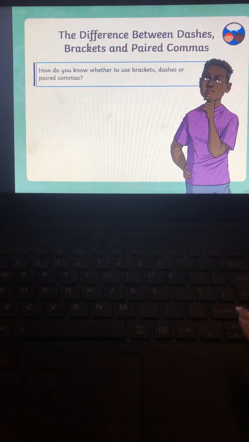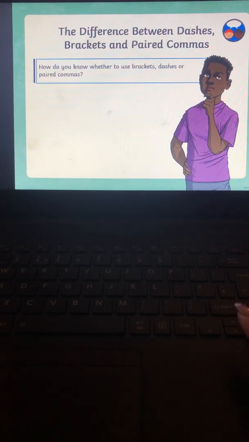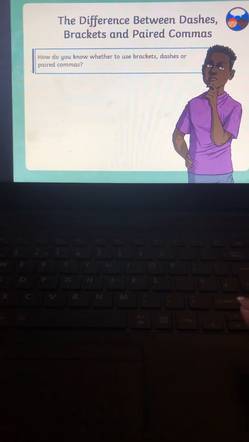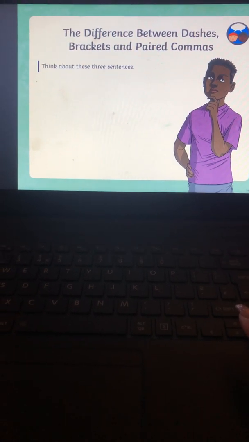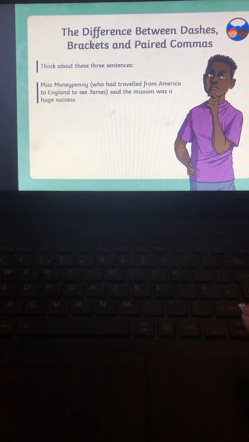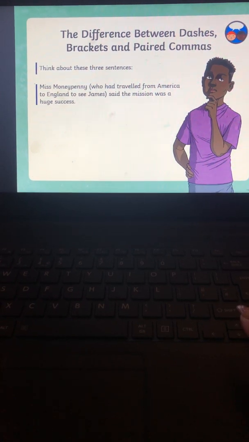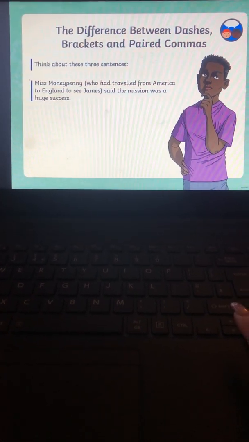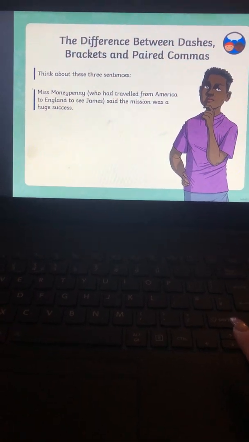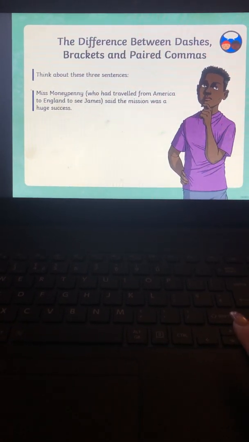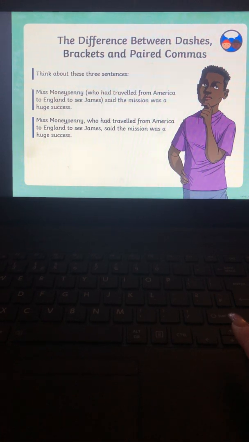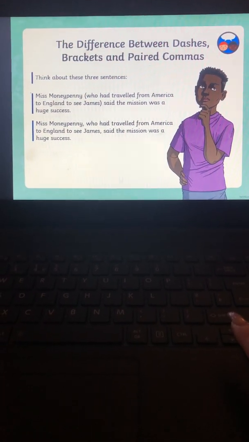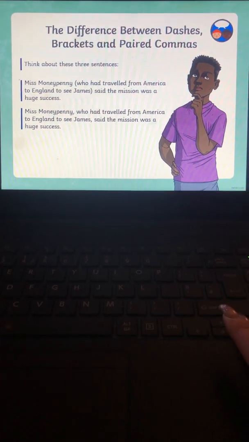So, the difference between the dashes, brackets and paired commas. How do you know whether to use a bracket, a dash or commas? So think about these three sentences. Miss Moneypenny, who had travelled from America to England to see James, said that the mission was a huge success.